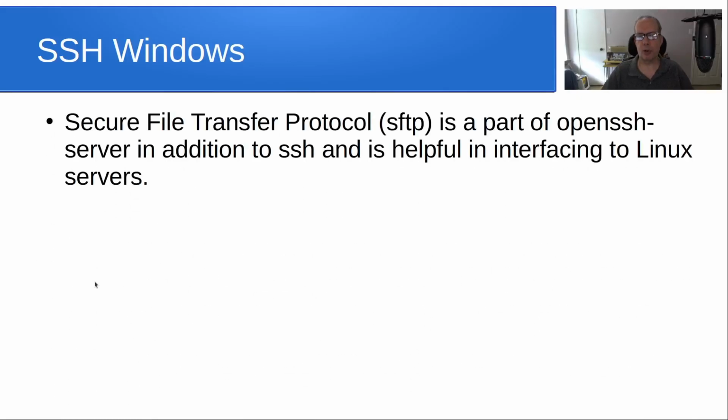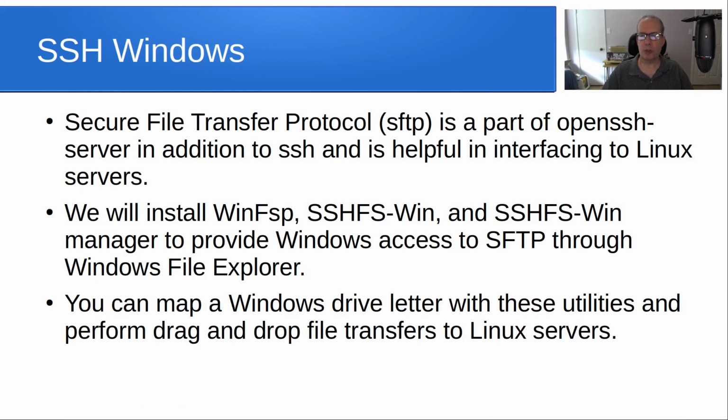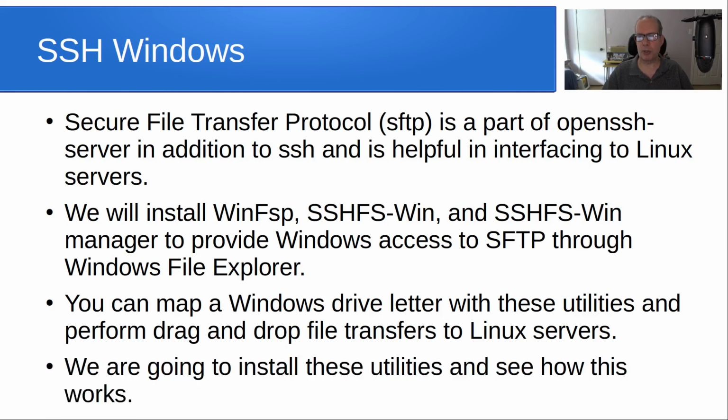Secure File Transfer Protocol, or SFTP, is part of openssh-server in addition to the SSH command and is helpful in interfacing to Linux servers. We will install WinFSP, SSHFS-Win, and SSHFS-Win Manager to provide Windows access to SFTP through Windows File Explorer. You can map a Windows drive letter with these utilities and perform drag and drop file transfers to Linux servers. We are going to install these utilities and see how this works.